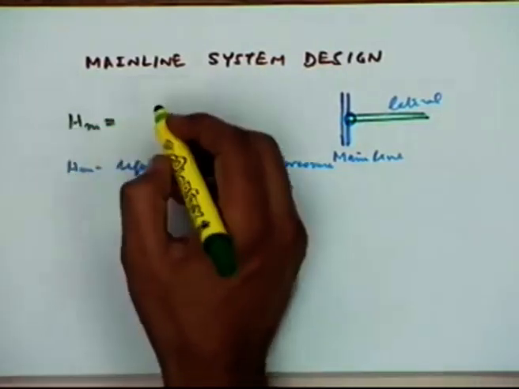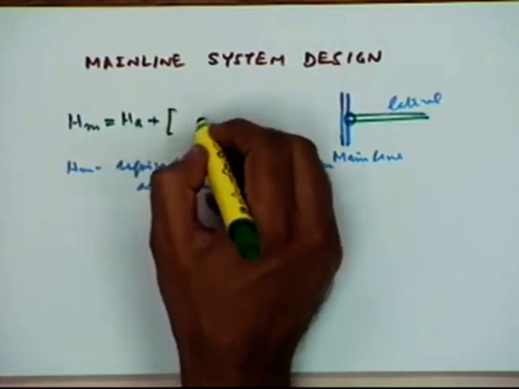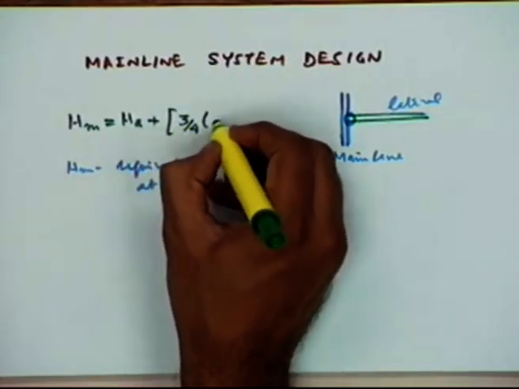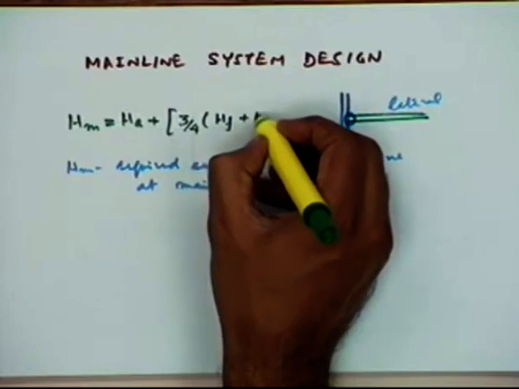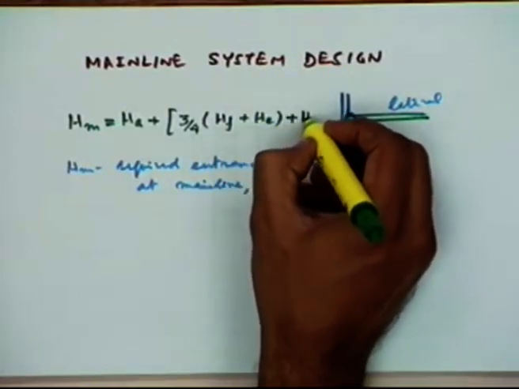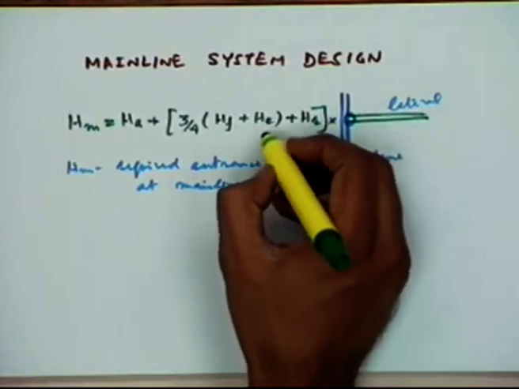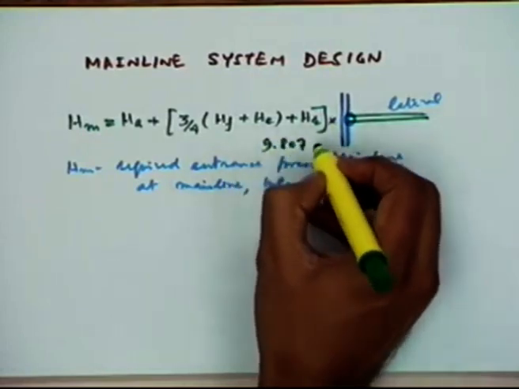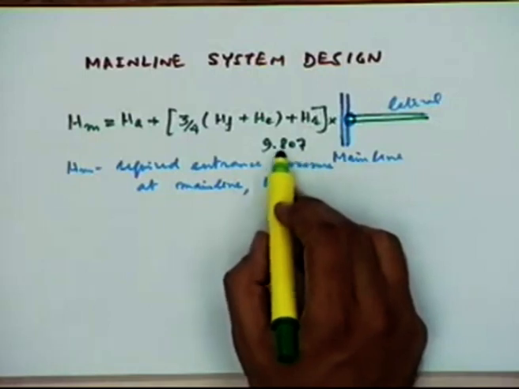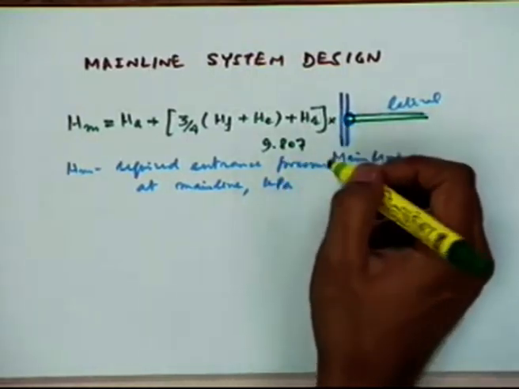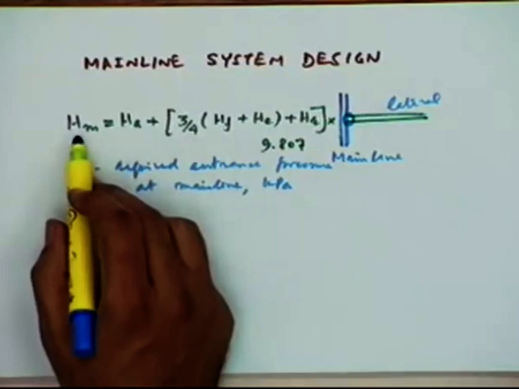This HM can be expressed as HA plus 3 by 4 of HF plus HE plus HR, into a factor converting into kilopascals, and the various other items which we have expressed the HM in.